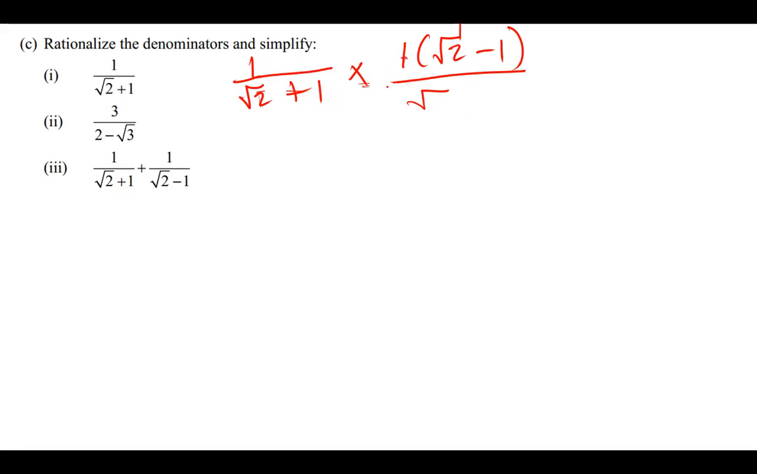Okay, so we have root 2 down there. Okay, there's no problem. Since it's 1, root 2 minus 1 there as well. Okay, let me just reset PowerPoint.